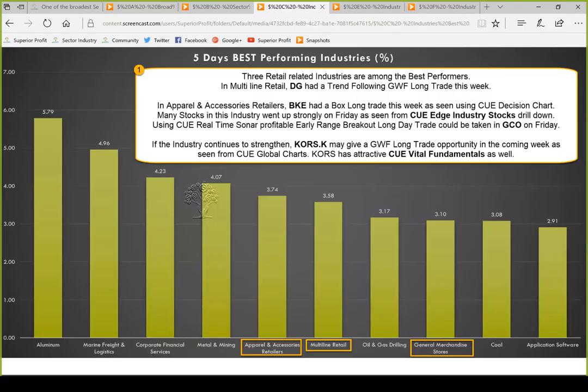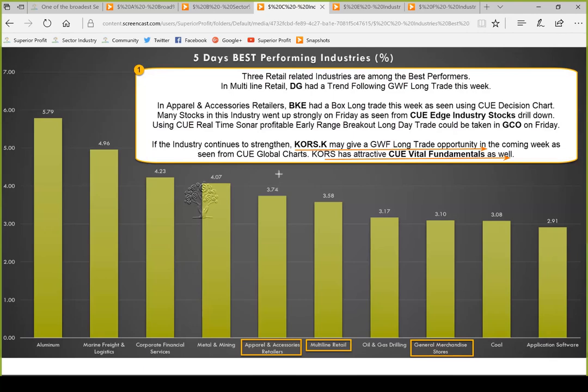So we saw that using QAge, we could take a long swing trade in DG, and there was also a long trade in BKE and a possible day trade in GCO. What about possible trades for the coming weeks? CORS may give us a good long trade opportunity. We will look at that using Q charts, and we'll also look at CORS using Q vital. We'll see that its fundamentals are quite attractive.